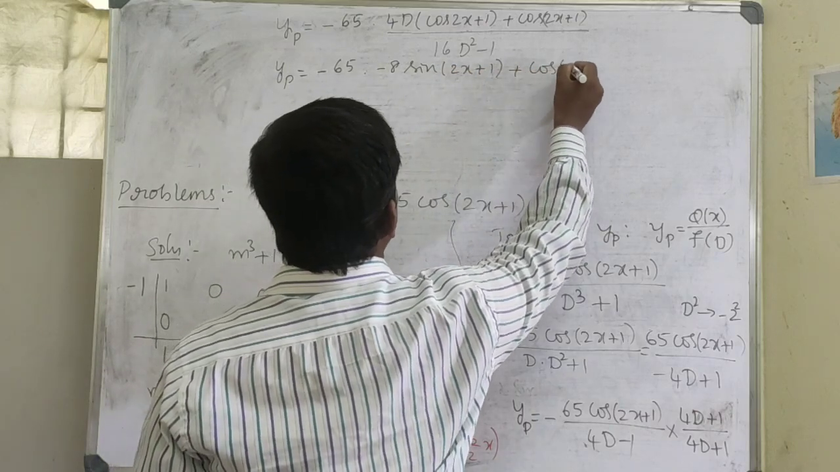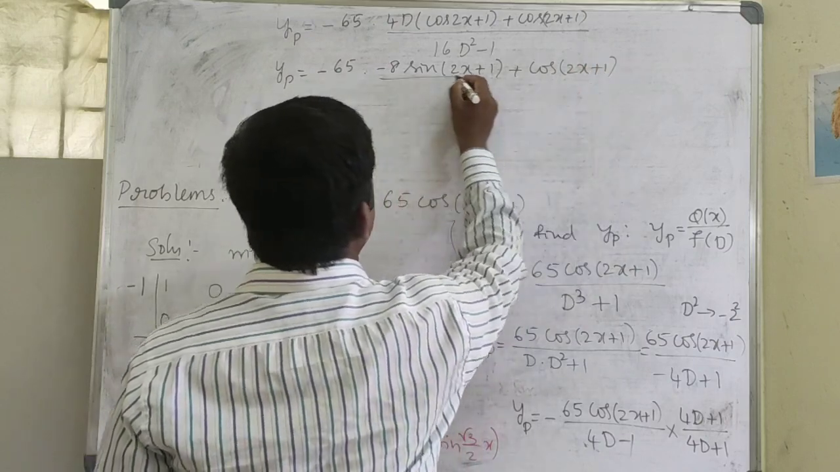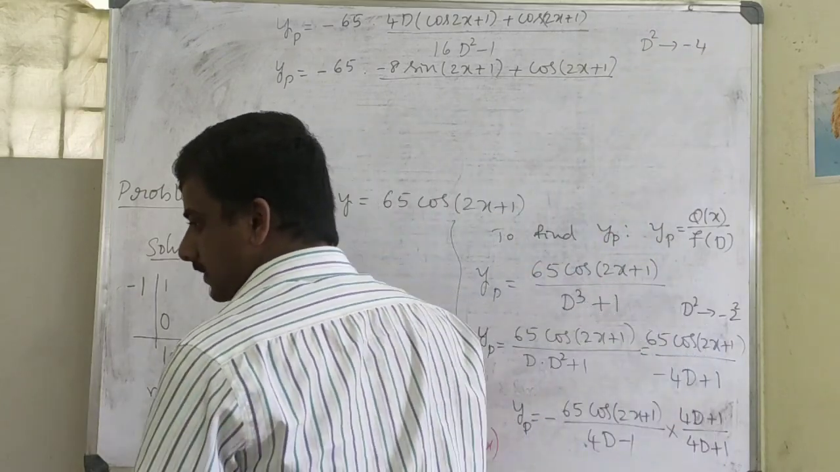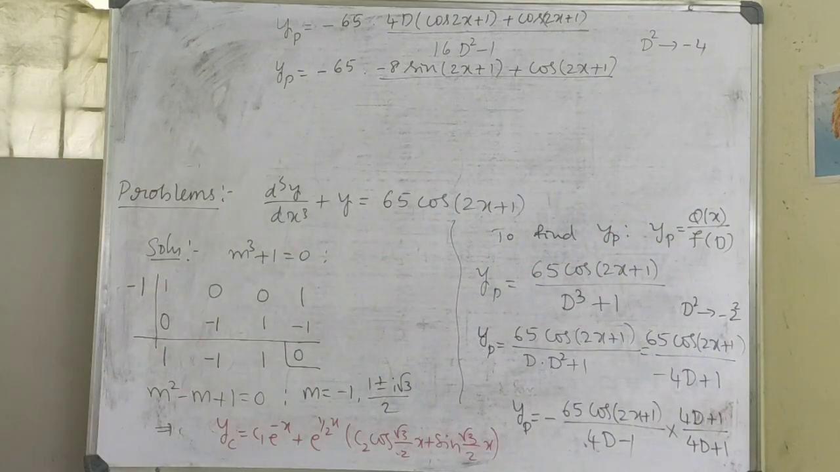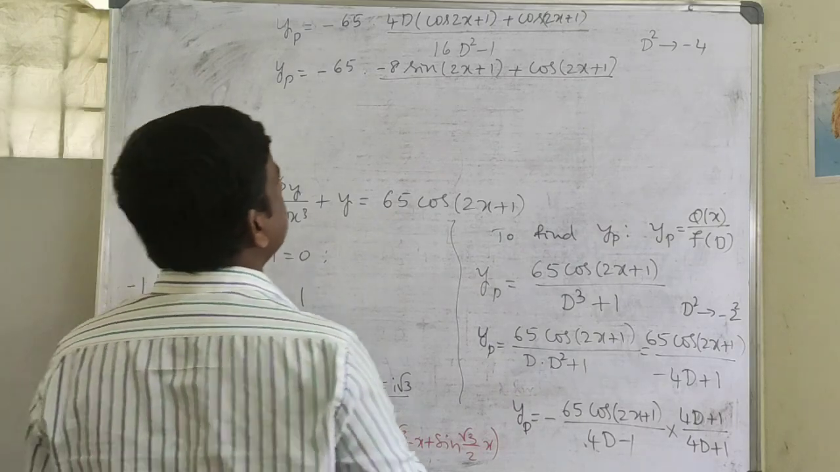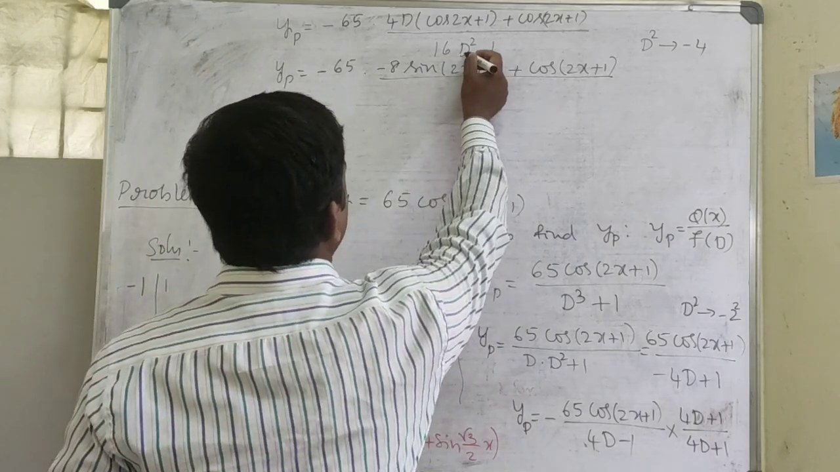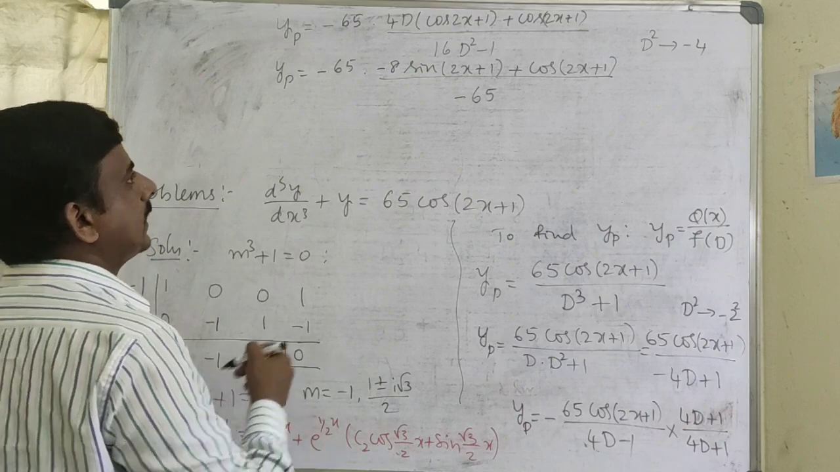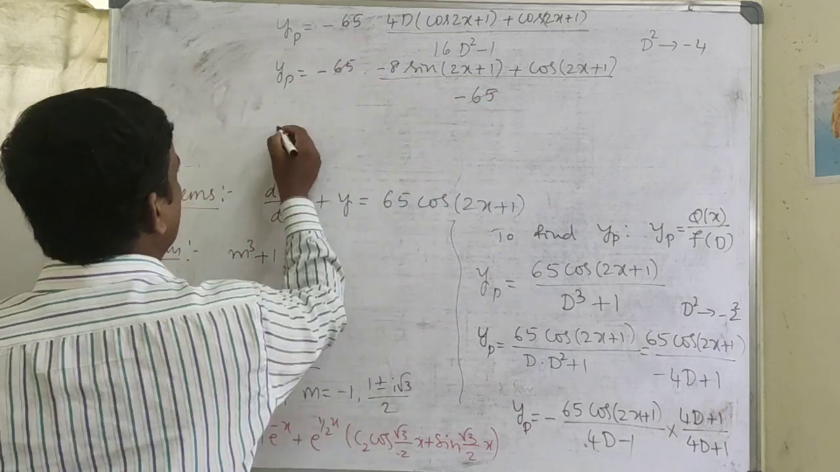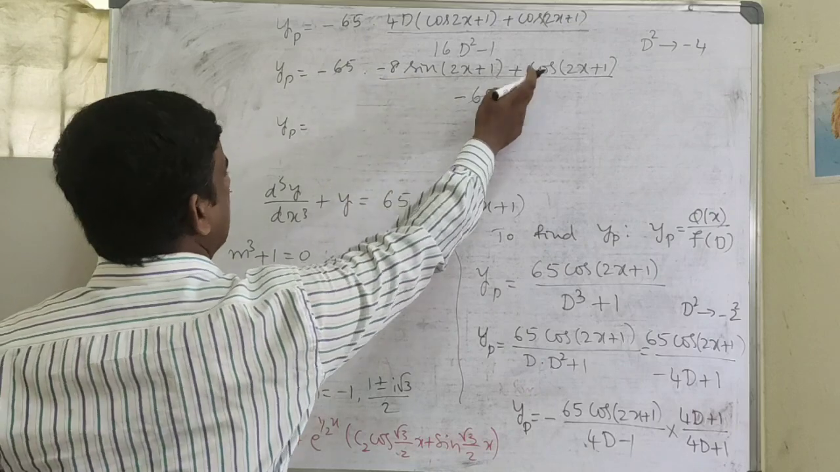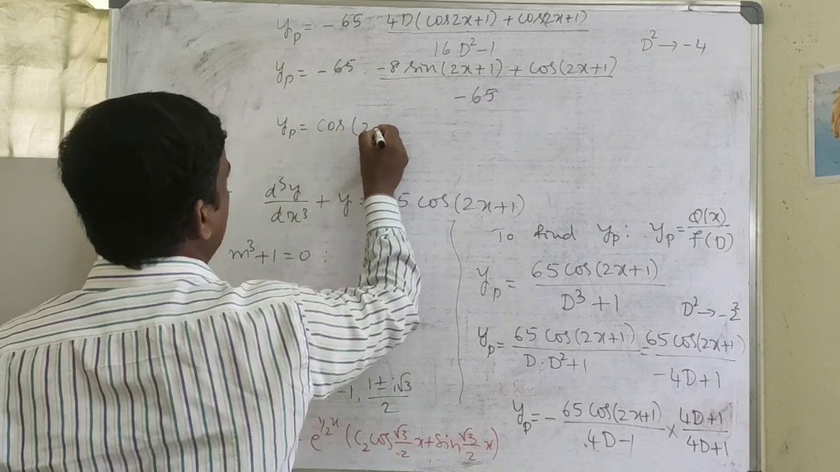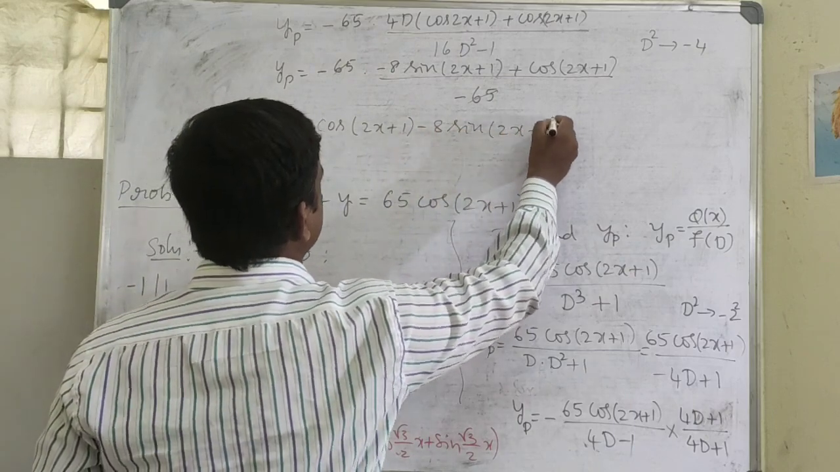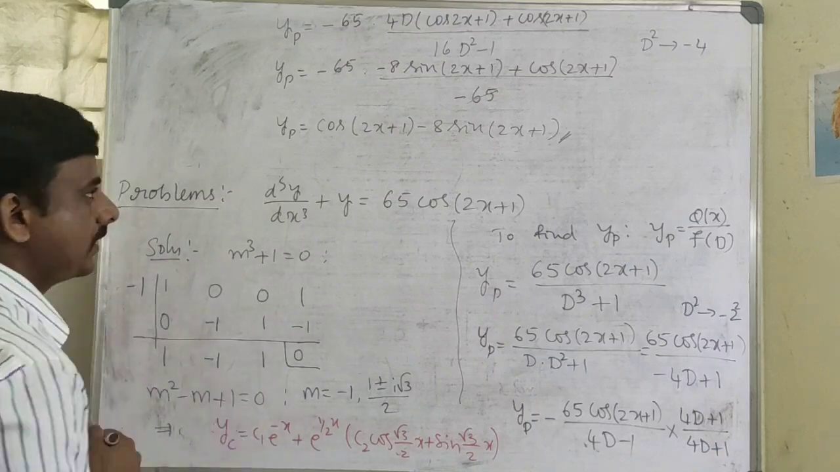Plus cos of 2x plus 1 divided by, replacing d square by minus 4, we get 16 into minus 4, that is minus 64 minus 1, minus 65. So that minus 65 cancels with this. So yp is, I'll write the positive term first, cos of 2x plus 1 minus 8 sin of 2x plus 1. That is the required solution.